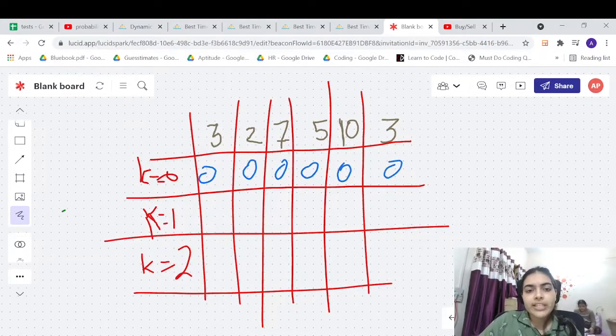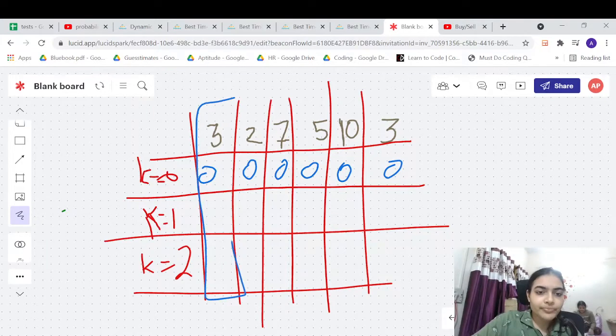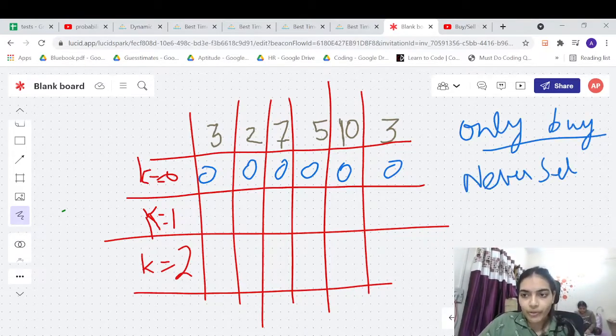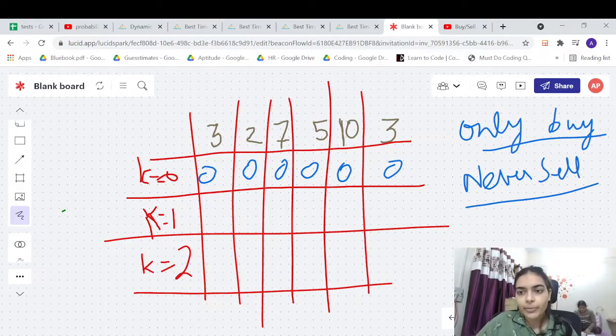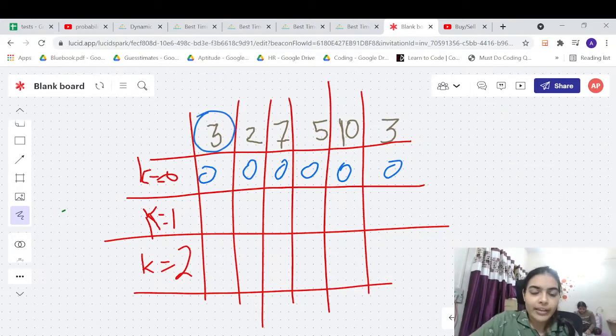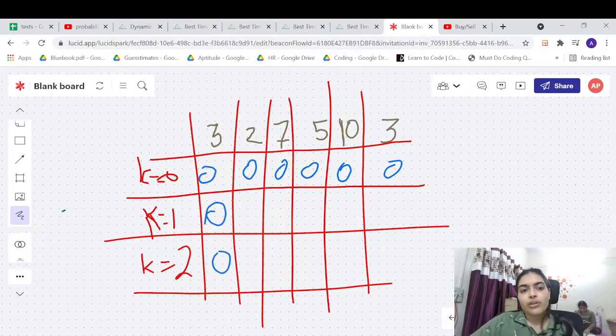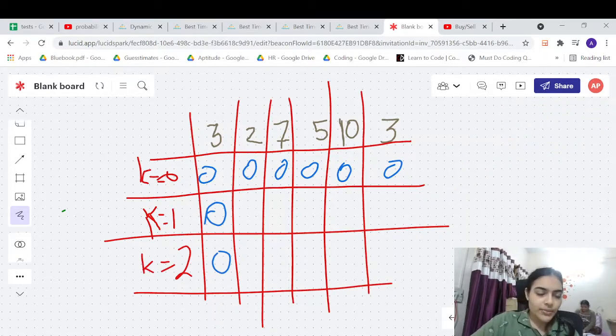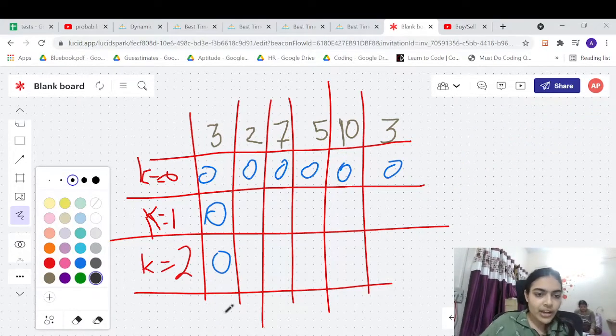Now let's see the first column. What does this value represent? On the first day, you can only buy, you can never sell. So if you can only buy and can never sell, can you make any profit? We cannot make any profit because on the first day we can never sell, we can only buy. So on the first day also the column will be 0, because each value in each cell represents profit. That's why in the first column also it's 0. Now let us start filling this.